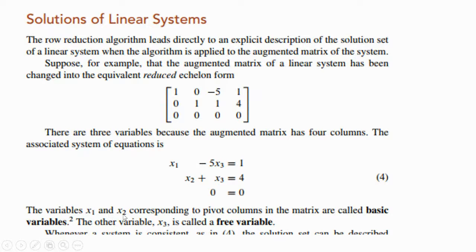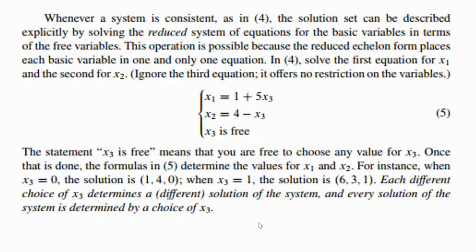Now, the variables x1 and x2 that correspond to pivot columns in the matrix are called basic variables, and this is important in linear programming. The other variable, x sub 3, is called a free variable because it can be anything we want it to be.